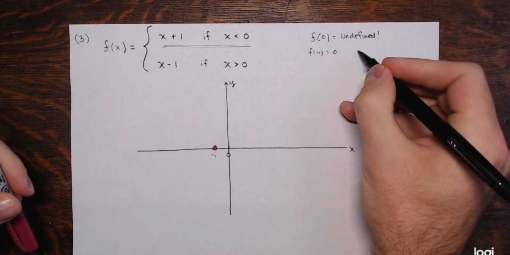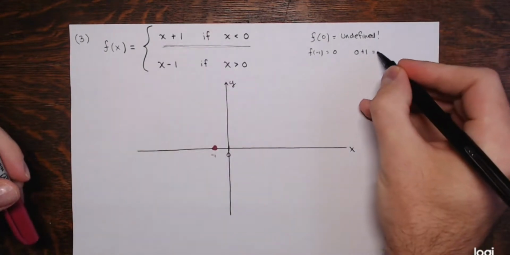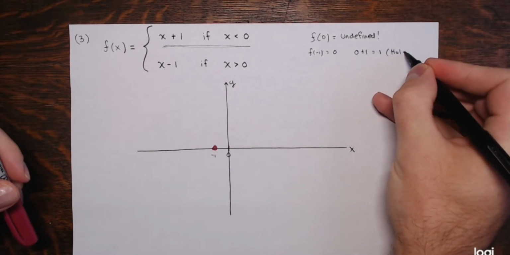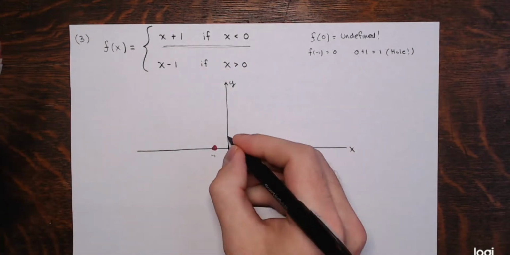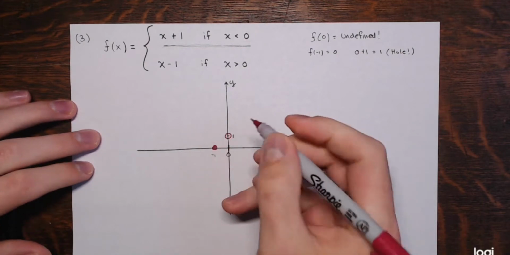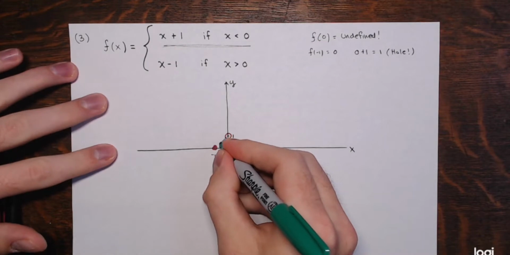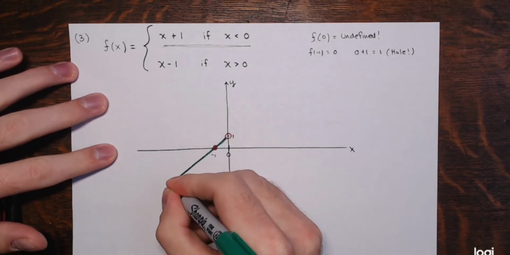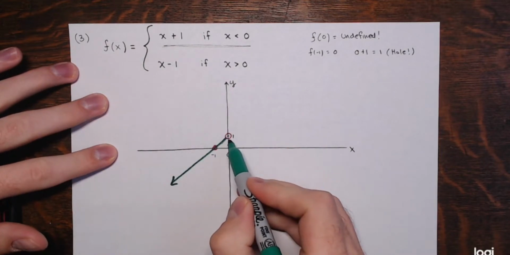Now, if you were to plug 0 in, 0 plus 1 would be 1, and there would be a hole, because 0 is not actually part of the domain of this first piece. So you would have 0, 1 as a hole. And then the rest of that piece would be to the left of that hole. There's the rest of the line, y equals x plus 1, but stopping at this hole, at the point 0, 1, that's not actually there.